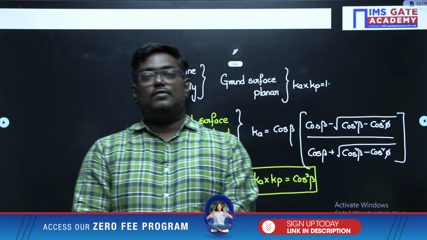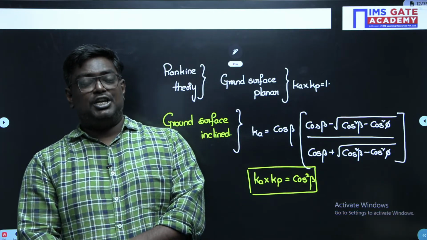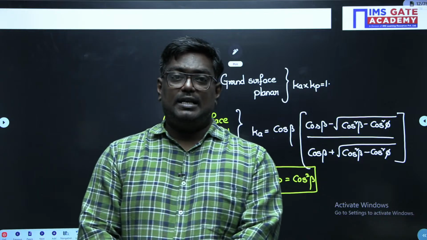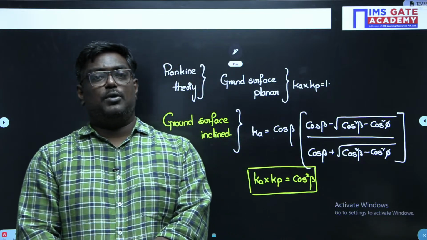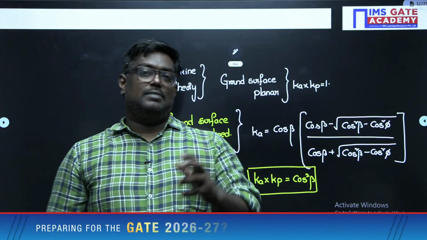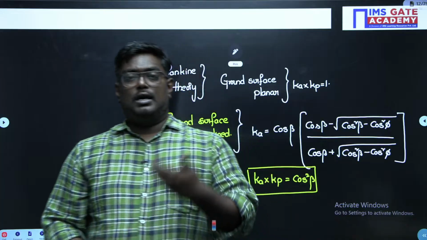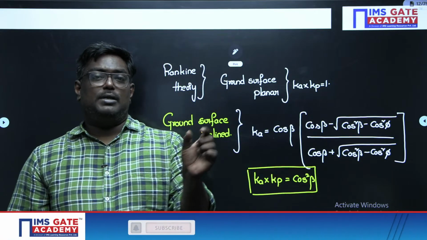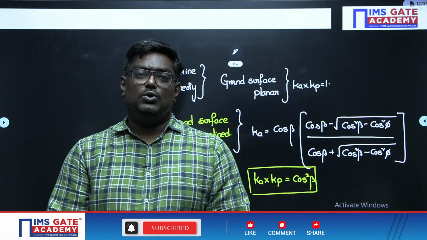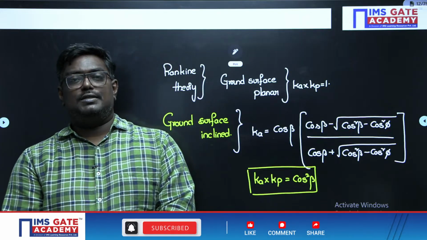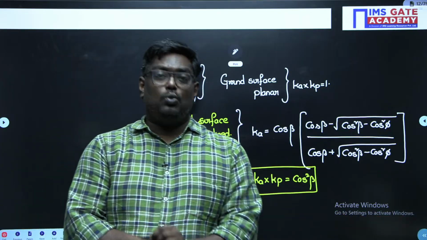When there is no yielding of soil mass, we call it at-rest pressure, and K naught is equal to 1 minus sin phi. Ka is equal to 1 minus sin phi upon 1 plus sin phi. Kp is nothing but 1 upon Ka. Later we calculate the total stress. Then the active pressure formula is Ka into sigma V minus 2C root Ka. For passive pressure, it is Kp into sigma V plus 2C root Kp.